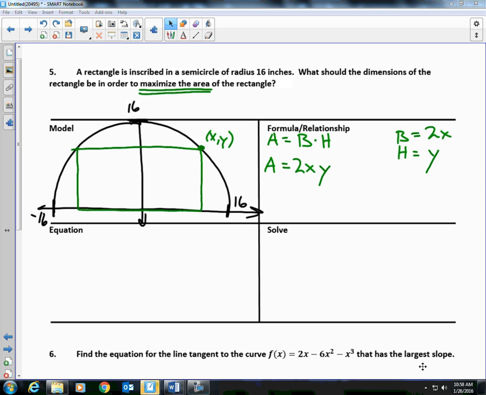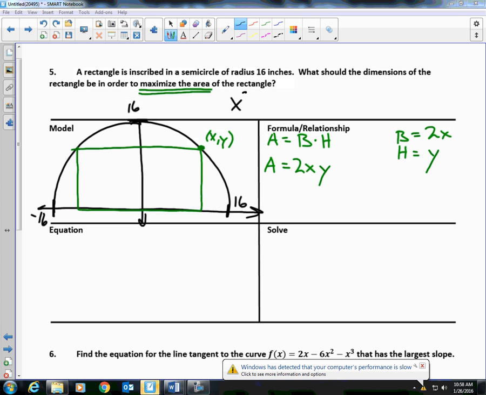That will be fine. The thing is, I'm very confident about the 2x written as the base. And the fact is, maybe the height could be written in relation to the base. So that's why I'm going to try to get rid of the y. So this is where it has to come to you. Do you know the formula for a circle? Do you know the equation for a circle? So that's what has to occur to you.